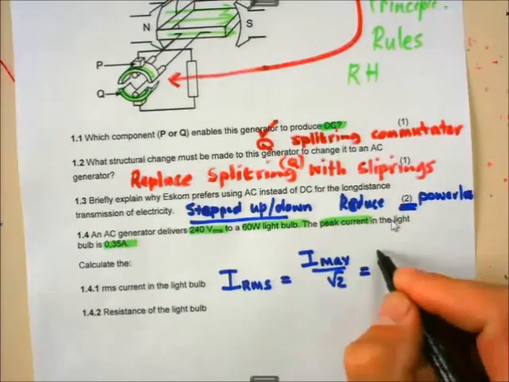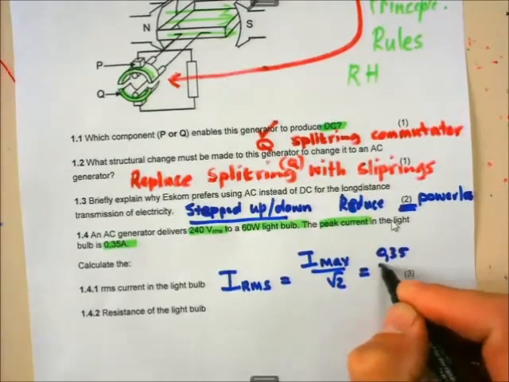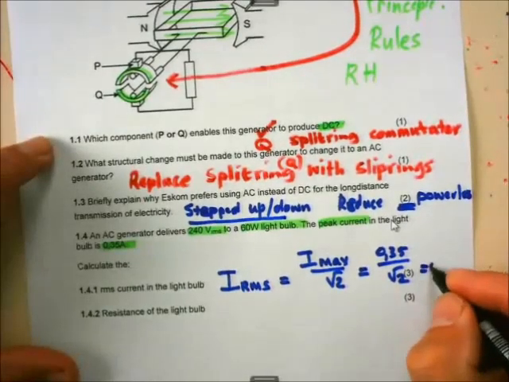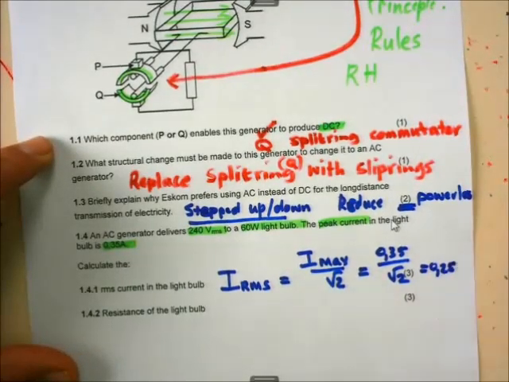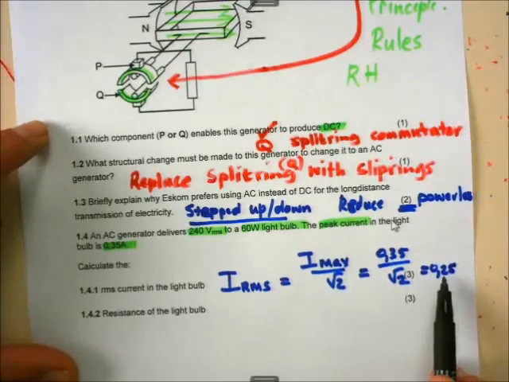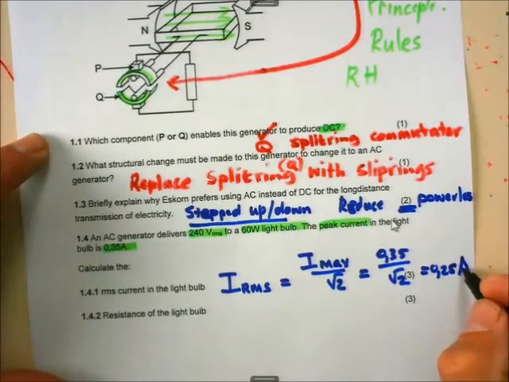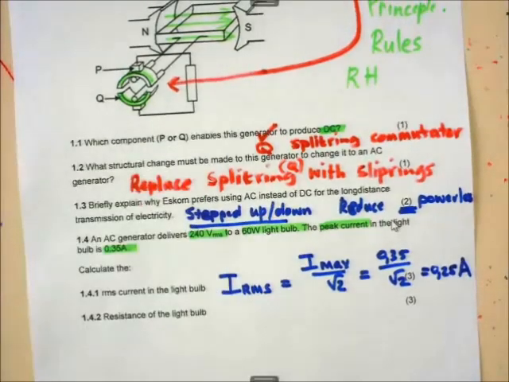So what they've given me is 0.35 divided by the square root of 2, and you should get an answer of 0.25. What is my unit? I'm working with current, so it will be 0.25 amperes.